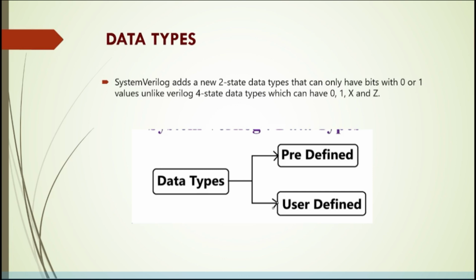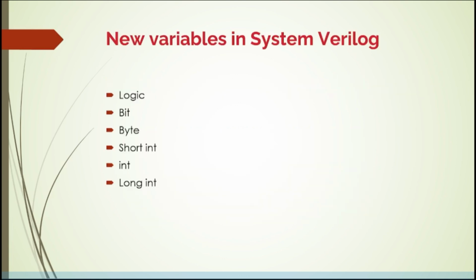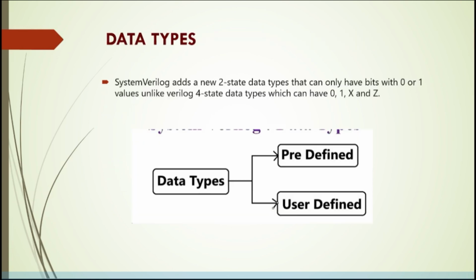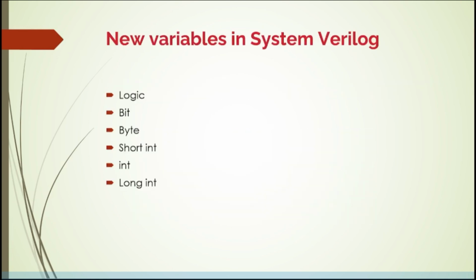Again, in SystemVerilog you have predefined and user-defined data types. The predefined data types are the ones already defined within the library, so whenever you want, you can just bring them in and use them. In user-defined data types you have enums, classes, and so on. So this is predefined and user-defined, and among the predefined ones, these are the various data types that you can observe.